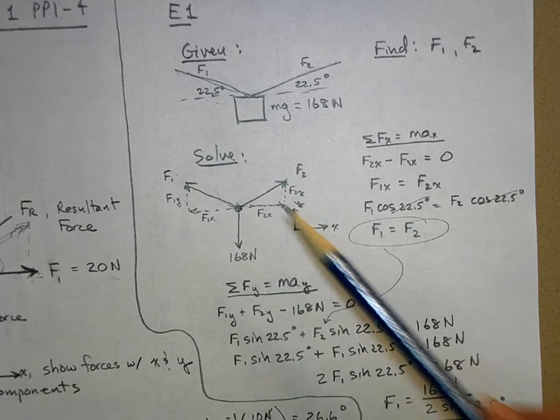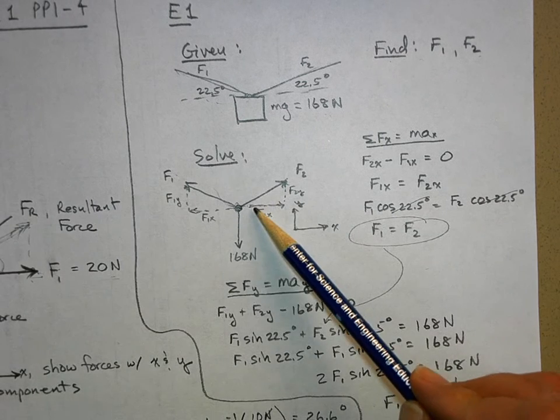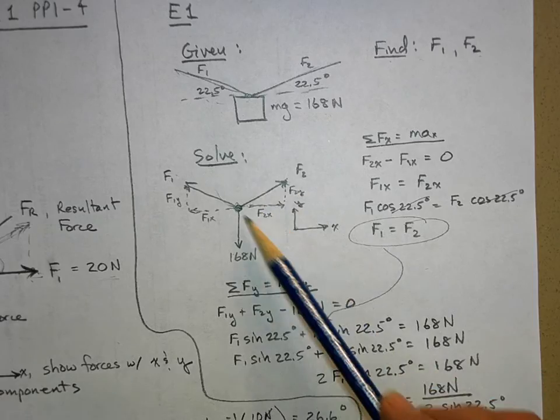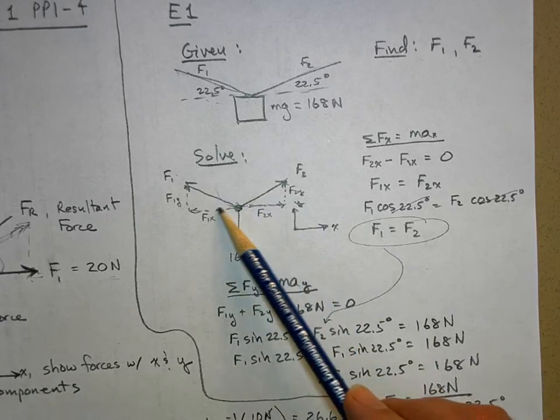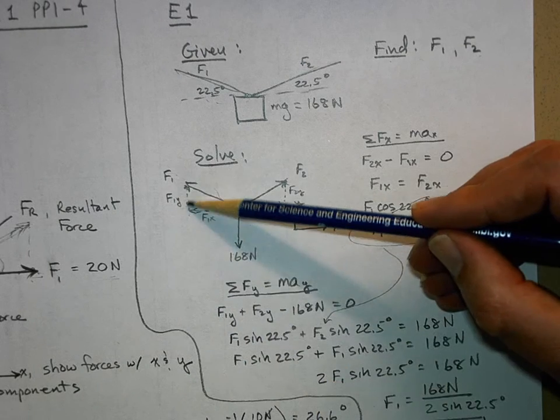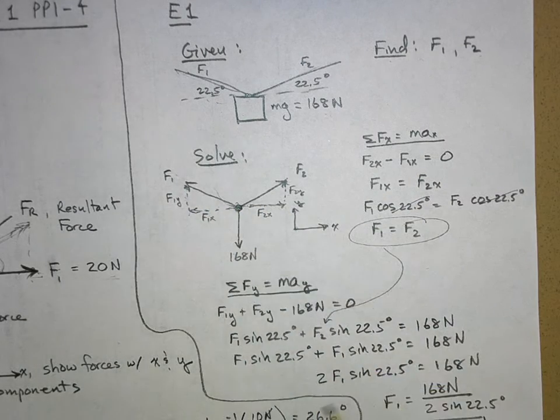But look at F1 and F2. They are at angles to the X and Y axis. So here's F2 in the X and F2 in the Y. F1 in the X, F1 in the Y. So I show the component vectors on my free body diagram, but I do it as dashed lines.